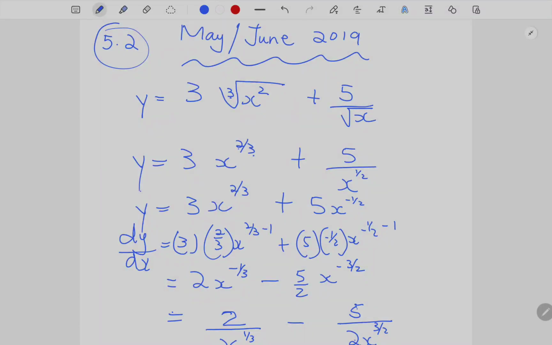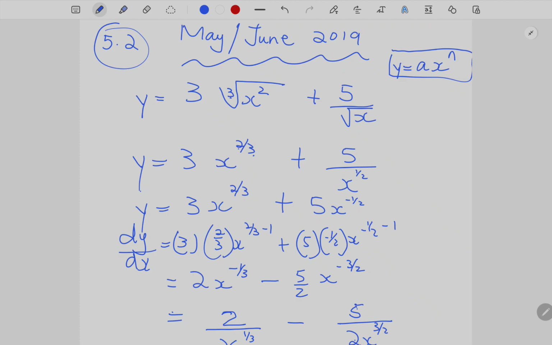Okay, question 5.2 from the May or June 2019 examination question paper. It says differentiate y is equal to 3 times cube root of x squared plus 5 over square root of x. So again, in order for us to differentiate here, we must first rewrite this into a standard form, which is y is equal to ax to the power of n. So it must be in this form for us to differentiate or derive.